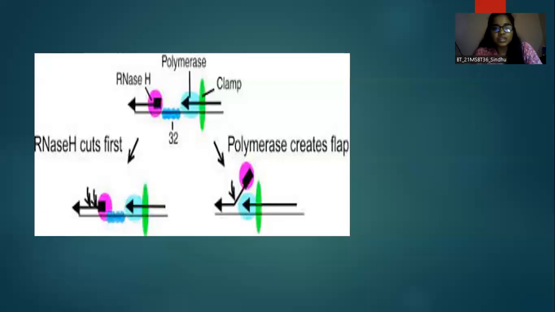This is what I told you about the clamp and RNase H enzymes, which are responsible for the termination and removal of primers during replication termination.